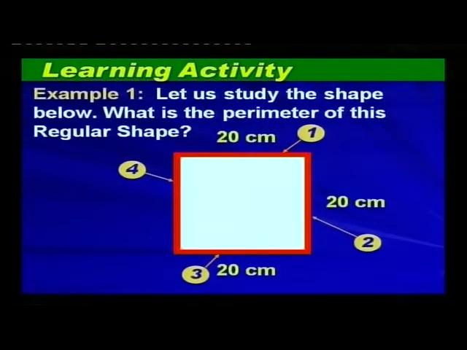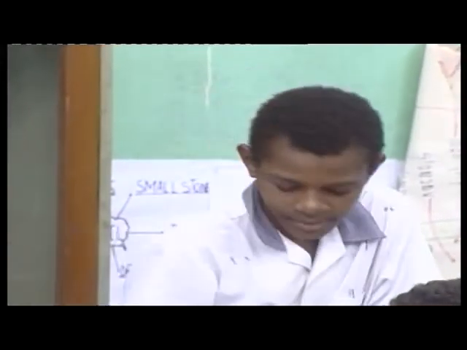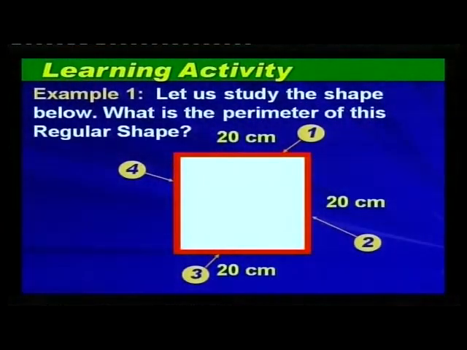What is the measurement of the first side and the second side? The first side first. Yes? Minol? 20 centimeters. Well done. 20 centimeters. What about the second side? Imelda, what is the measurement of the second side? 20 centimeters.